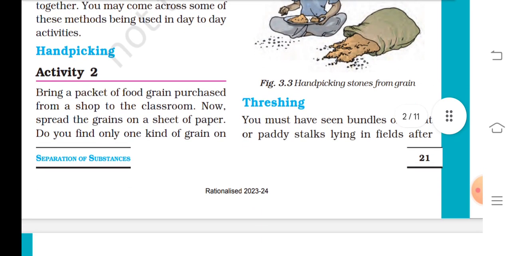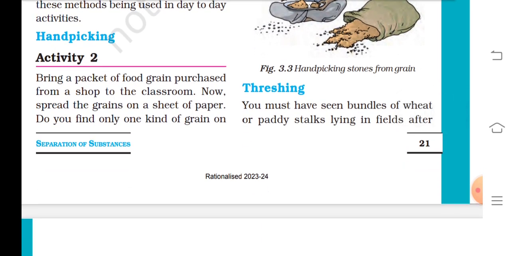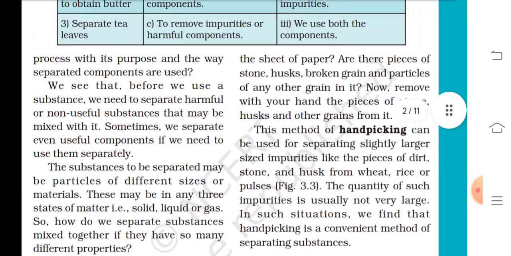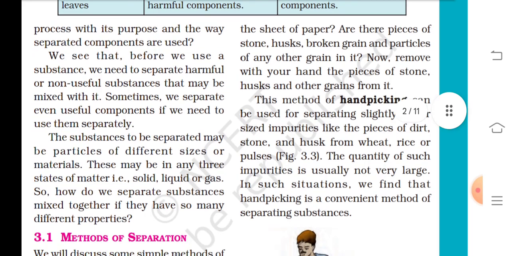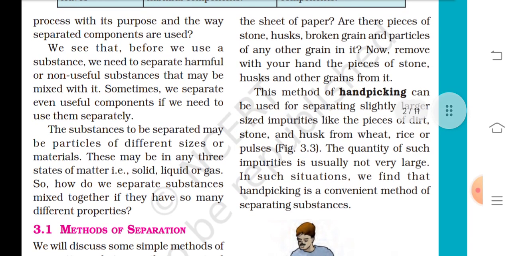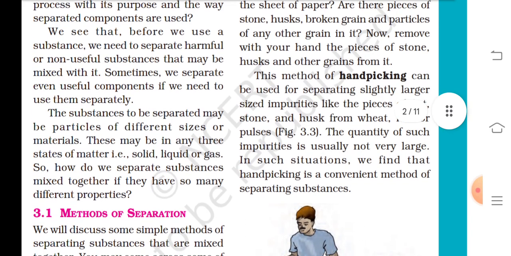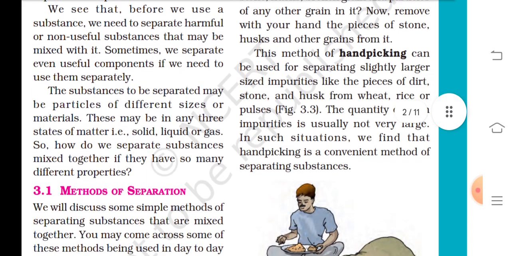Hand picking. Bring a packet of food grains purchased from a shop to the classroom. Now spread the grains on a sheet of paper. Do you find only one kind of grain on the sheet of paper? There are pieces of stone, husk, broken grain and particles of any other grain in it. Now remove with your hand the pieces of stone, husk and other grains from it.